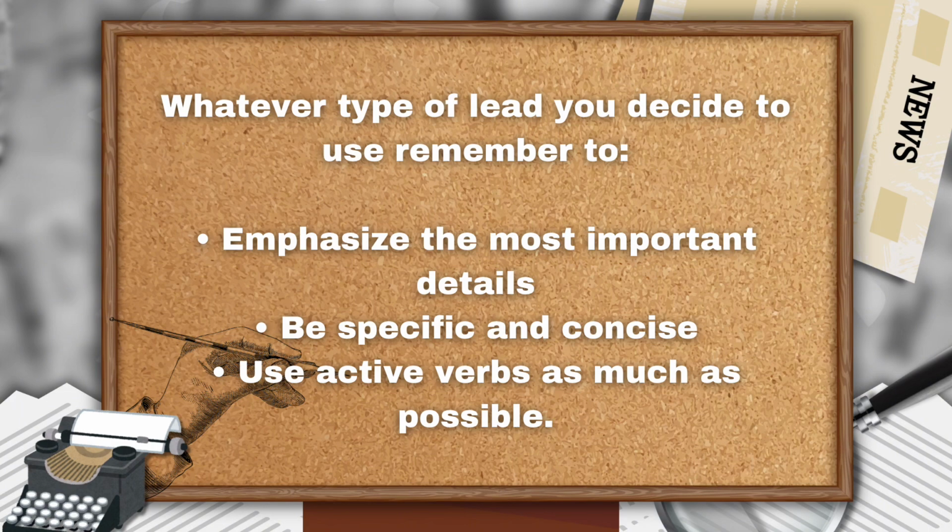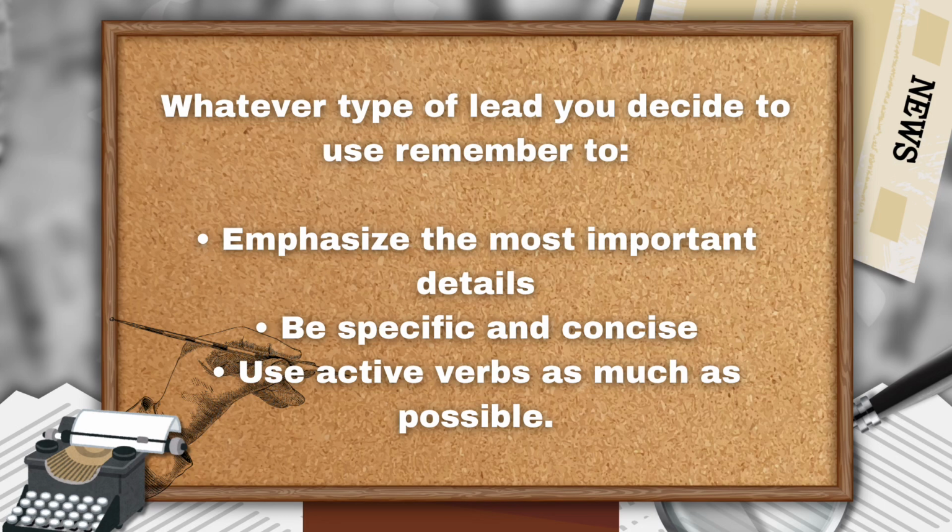Kasi so that they can easily understand what is the most important that they need to look up or pay attention to. By emphasizing the details, it gives the reader a clear understanding of the core of the story, right from the start. This helps them to quickly determine if the article is relevant or interesting. The next one is be specific and concise.